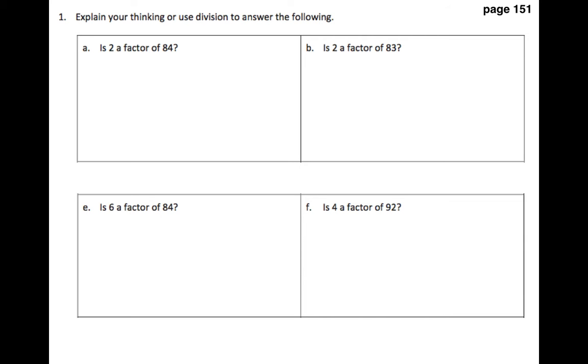So, in order to determine if a number is a factor of another number, what we're trying to figure out is if 2 is a factor of 84, that means that 2 times something would equal 84. How do we find the missing digit in a multiplication equation like this? That's right, we do the opposite of multiplication, which is division. So what we're going to do is 84 divided by 2. And if 84 can divide into 2 evenly, then we know that 2 is a factor. So we're going to divide.